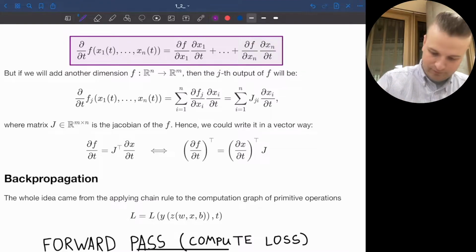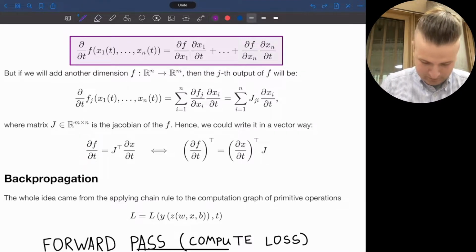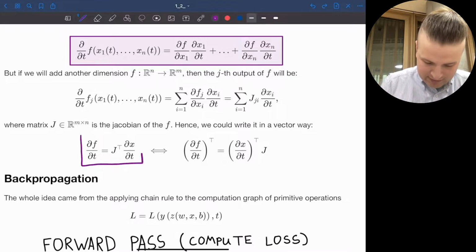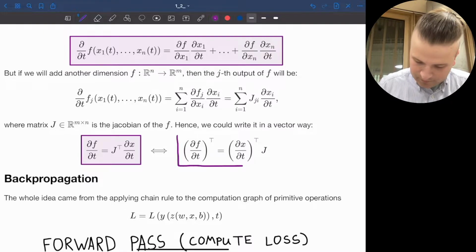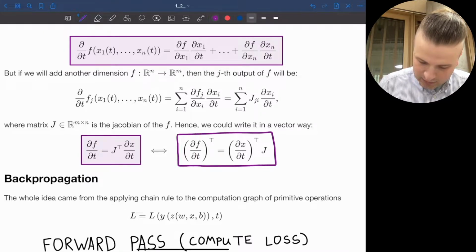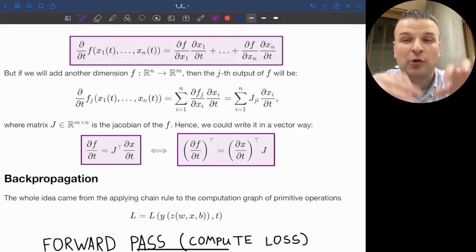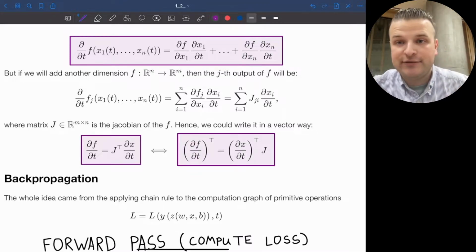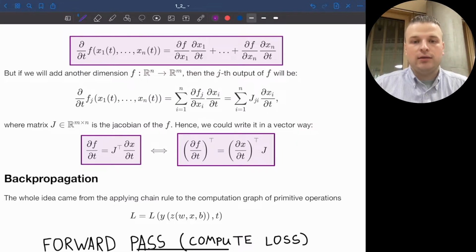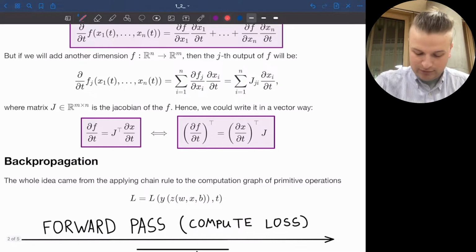which means that we have this way to compute, to propagate our derivative through this transformation. Again, let us figure it out again.